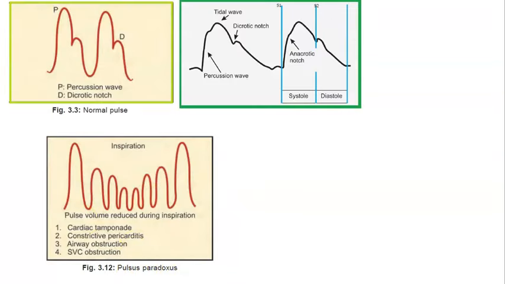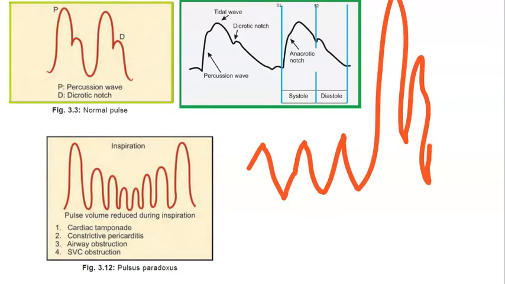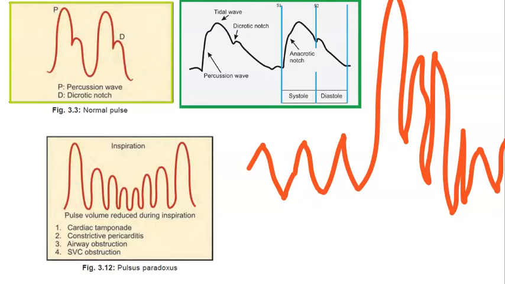Reverse pulsus paradoxus. What do you mean by reverse pulsus paradoxus? It is where during inspiration there is an inspiratory rise in arterial pressure. So that will be something like this: normal, normal, and more during inspiration. So this is reverse pulsus paradoxus.